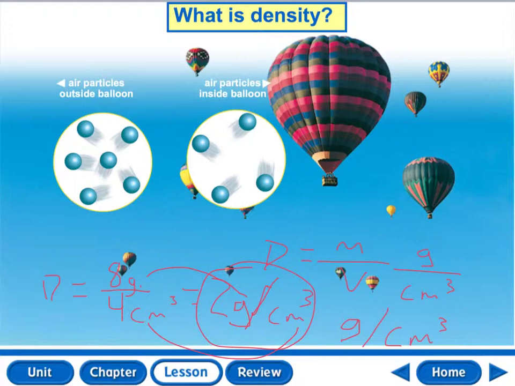The density of the object affects its buoyancy. Remember from the last lesson, buoyancy is the upward force of the liquid or gas. So consider cork and water. The density of water is 1 gram per cubic centimeter. The density of cork is 0.24 grams per cubic centimeter.